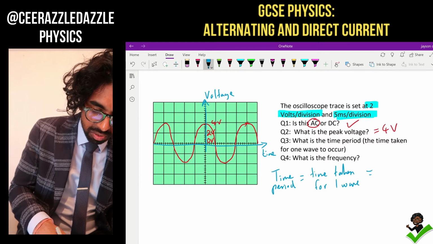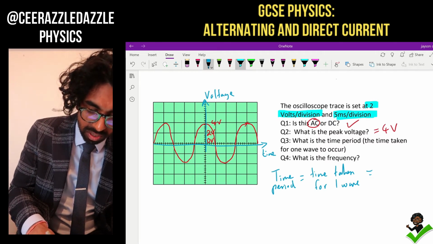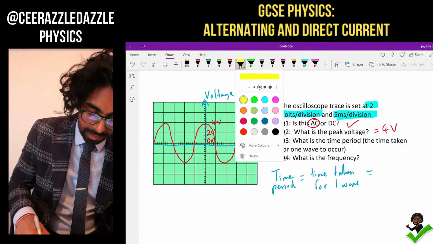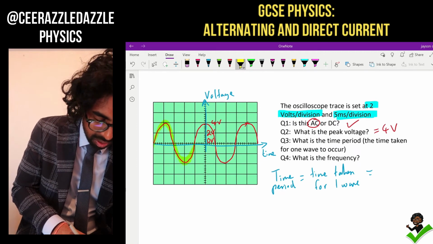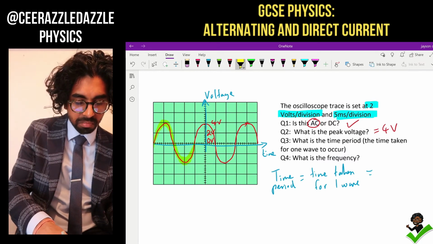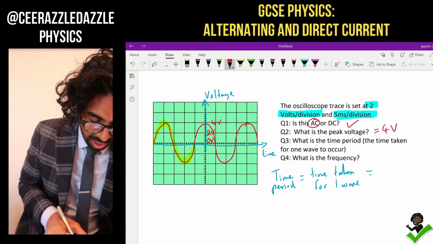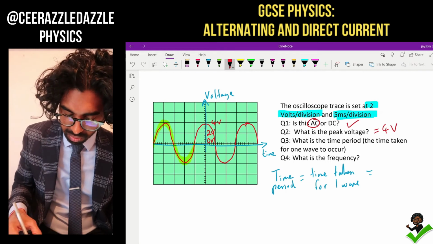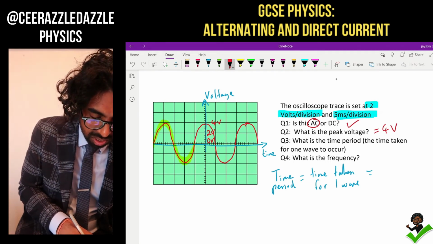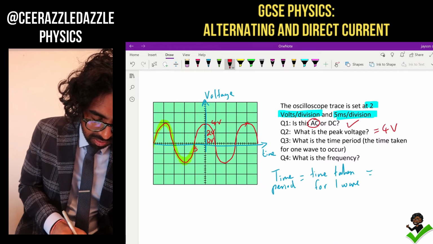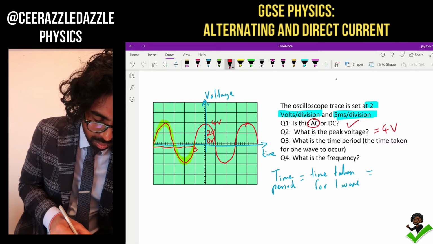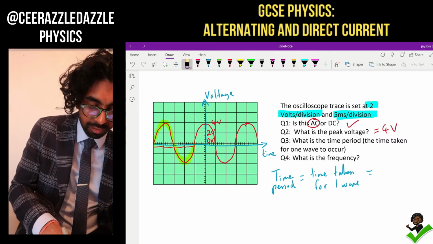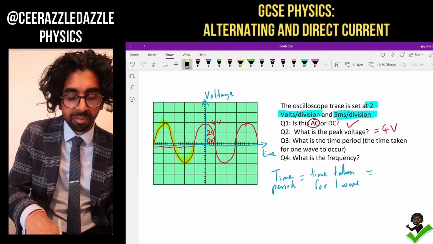Let me change the color of the highlighter. So one wave is all the way up and all the way down. How many squares is that going across horizontally? We know that each square is 5 milliseconds. So this is 0, and this is 5 milliseconds over here. So 1, 2, 3, 4 squares. So we've got 4 squares, and each one of the squares is 5 milliseconds.